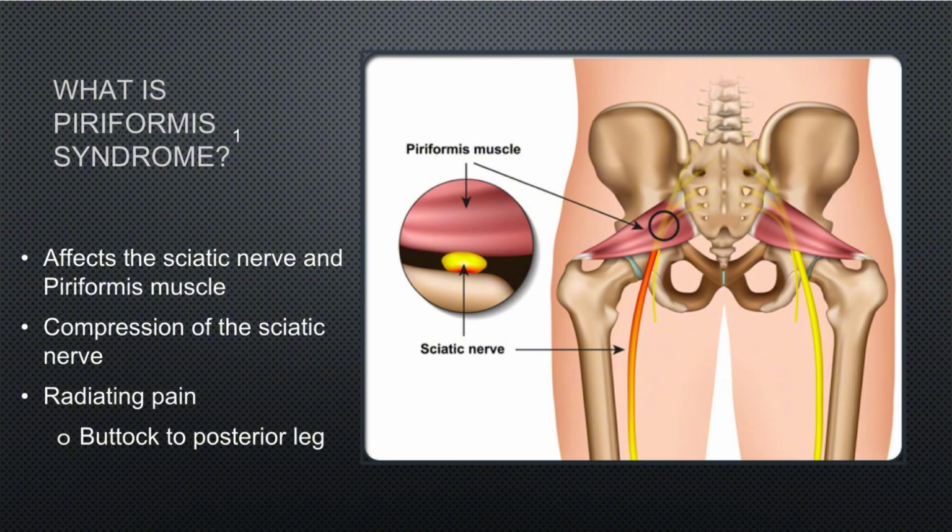So what is Piriformis syndrome to start with? This syndrome affects the sciatic nerve and the piriformis muscle. It is a compression of the sciatic nerve and is typically described as radiating pain from the gluteal region to the posterior leg. And as you can see in this picture I provided on that slide, the piriformis muscle is compressing the sciatic nerve.